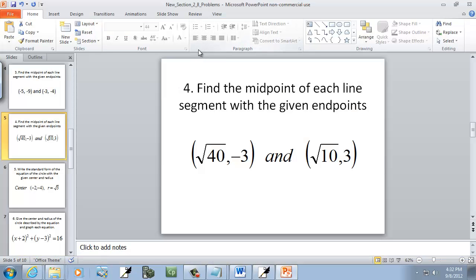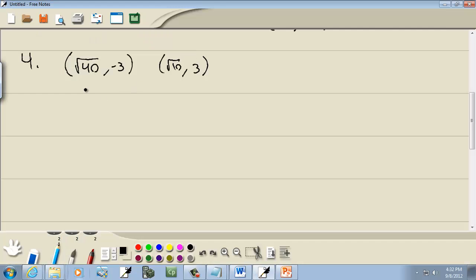Okay, given these 2 points, it says find a midpoint again. Well, wherever you are in math, if you can simplify your radicals, do that before you go on. The square root of 40 I can break down. 40 is 2 times 4, 8, 40. So 2 times 2 times 2 times 5.